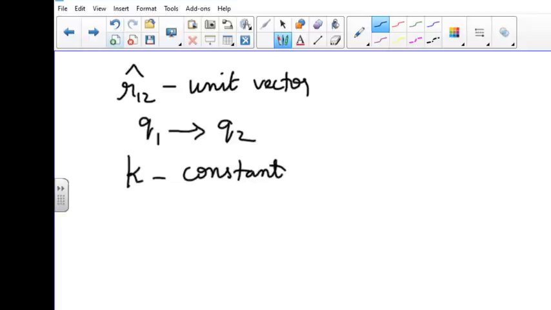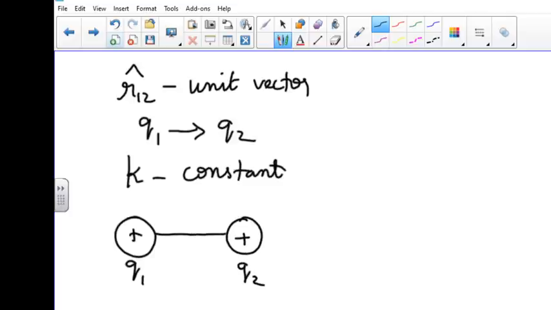So how will you represent this force? If this is q1 and this is q2, then the force is represented by F21 vector, because it is a repulsive force, so it acts away. So F21 vector, and r12 cap is directed from q1 to q2.